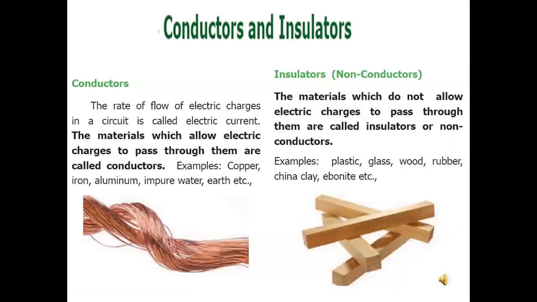Next, conductors and insulators. Conductors: the rate of flow of electric charges in a circuit is called electric current. The materials which allow electric charges to pass through them are called conductors. For examples, copper, iron, aluminium, impure water, earth, and all metals are conductors.